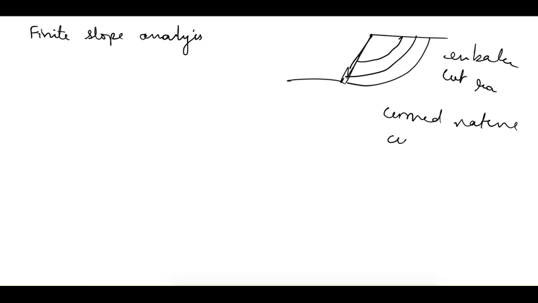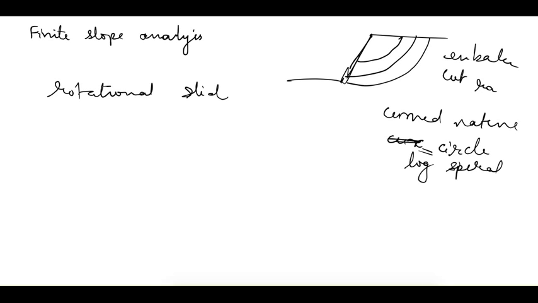So mostly this curve is a circle, or it can be a log spiral, or a combination of the two, but we'll just focus on the circle. In this case, the slide is called a rotational slide, whereas in the case of an infinite slope, the slide is called a translational slide. Now let's focus on the finite slope.